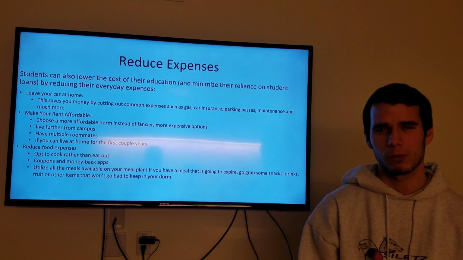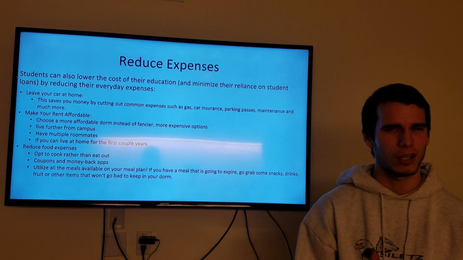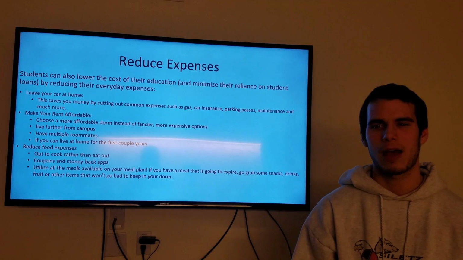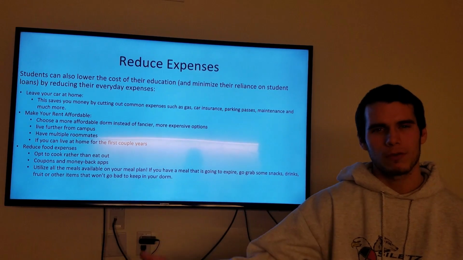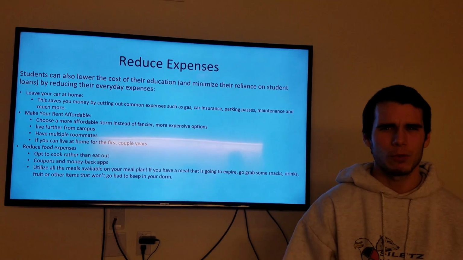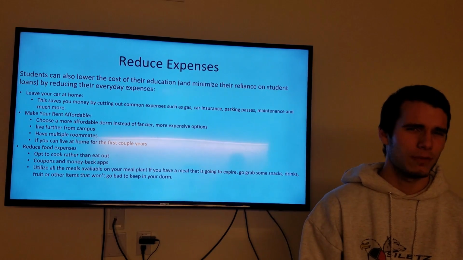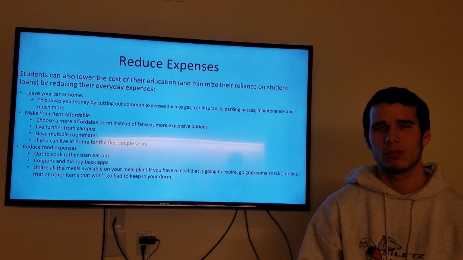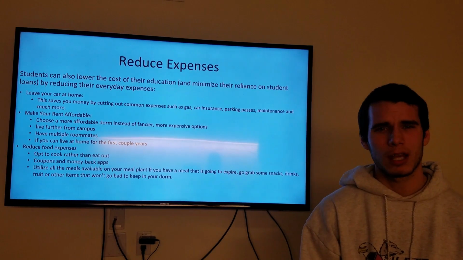You can make your rent more affordable. It's said that you shouldn't spend more than 30% of your income on rent. You can look for the more affordable dorm instead of having the fancier apartment. Look for housing farther away from campus, as well as have multiple roommates. It basically splits the cost up. You can actually also live at home if you're going to one of your local community colleges. I would recommend that. Not many people want to live at home. They can't wait to get out of the house, but it saves you a lot of money at rent for the first couple years in college.